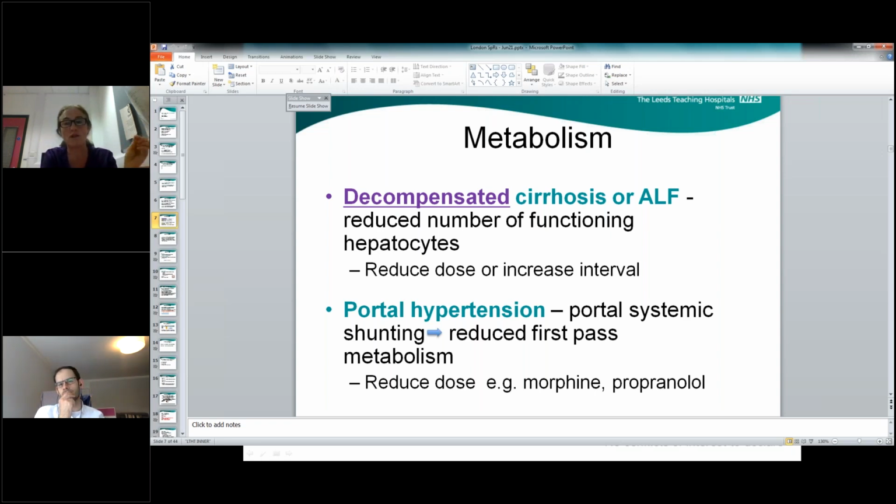If you've got portal hypertension and varices, then you bypass the liver, because the drug goes into the portal vein and then is going through varices straight into the systemic circulation. And so you get high levels of drug in the blood early on. And so you need to reduce the dose, and you need to do that often quite significantly. The most common drugs that we would be using where this is affected are morphine and propranolol. So you need to be aware of drugs with high first pass metabolism in portal hypertension.